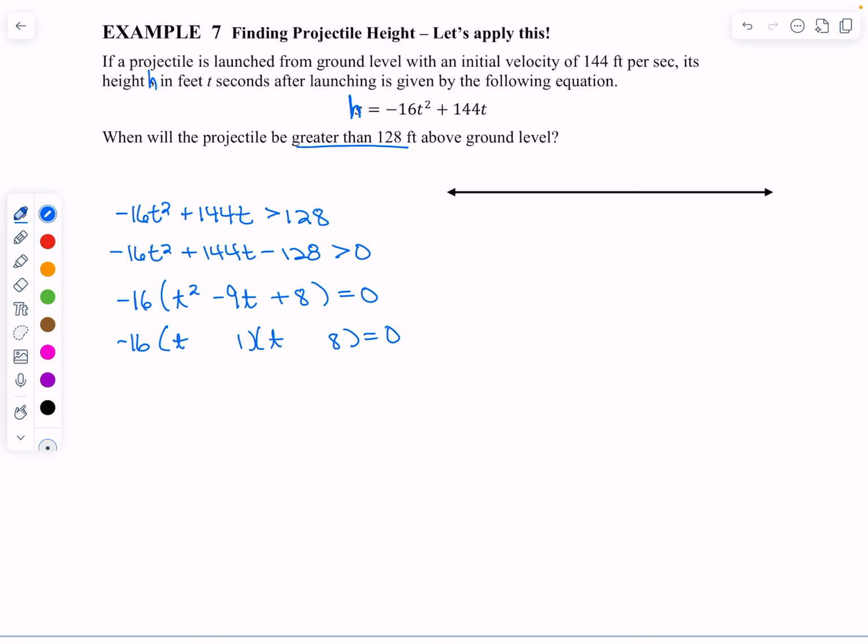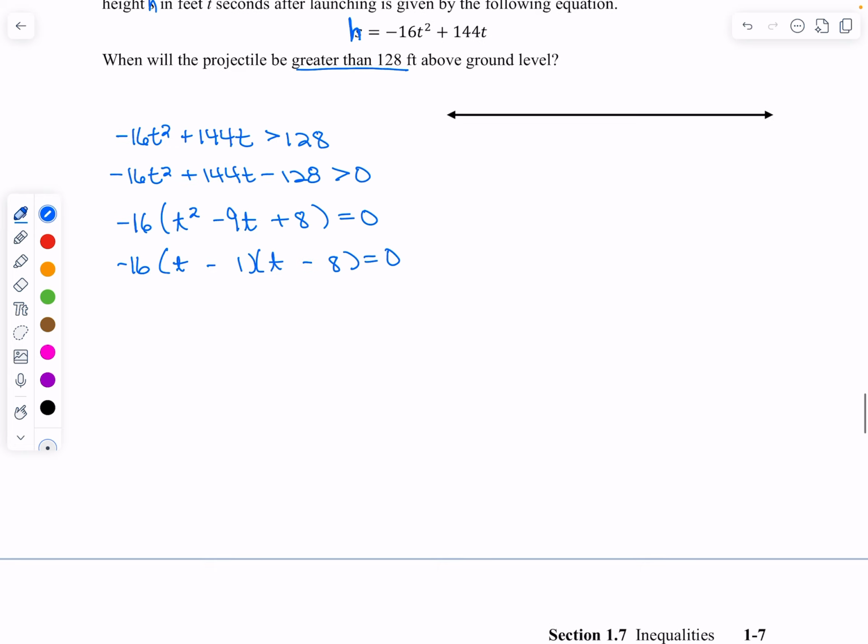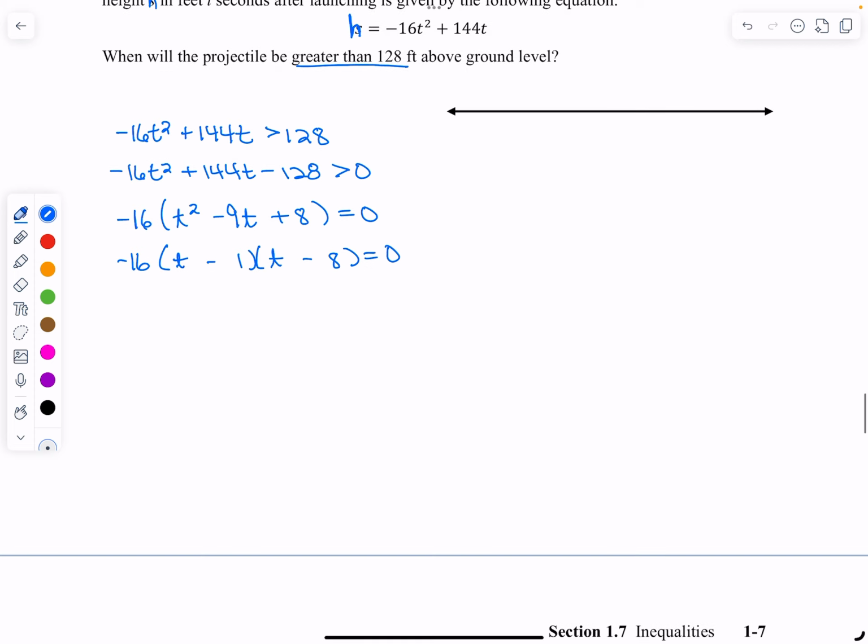1 times 8 gives me 8, and it adds to give me 9. They both have to be negative. So I actually have two answers, which makes sense because I have t squared. So I've got one where t is 1, and this one is t is equal to 8. Okay, now this one, negative 16 equals 0. Negative 16 doesn't equal 0, so I don't have to worry about that. I have my two answers, my 1 and my 8.